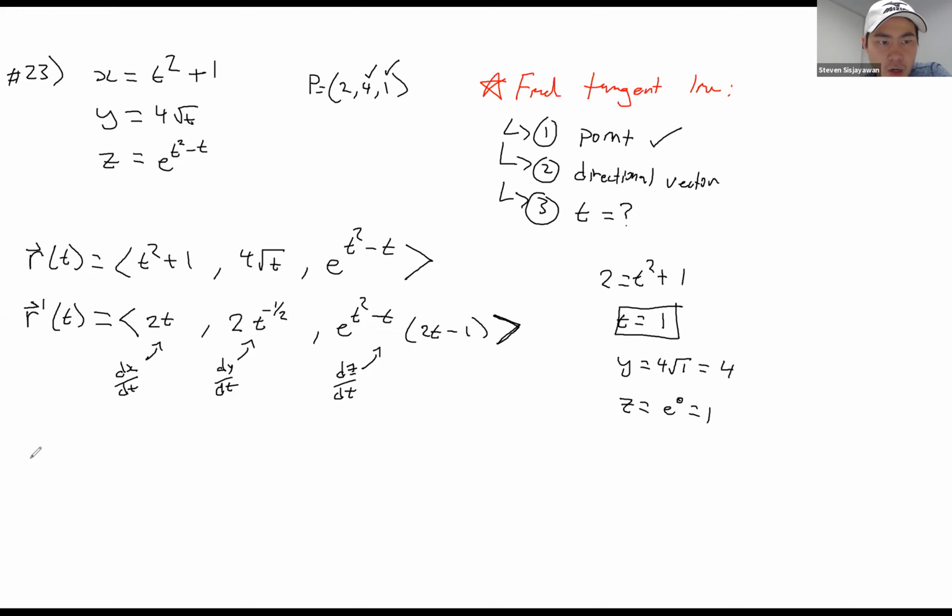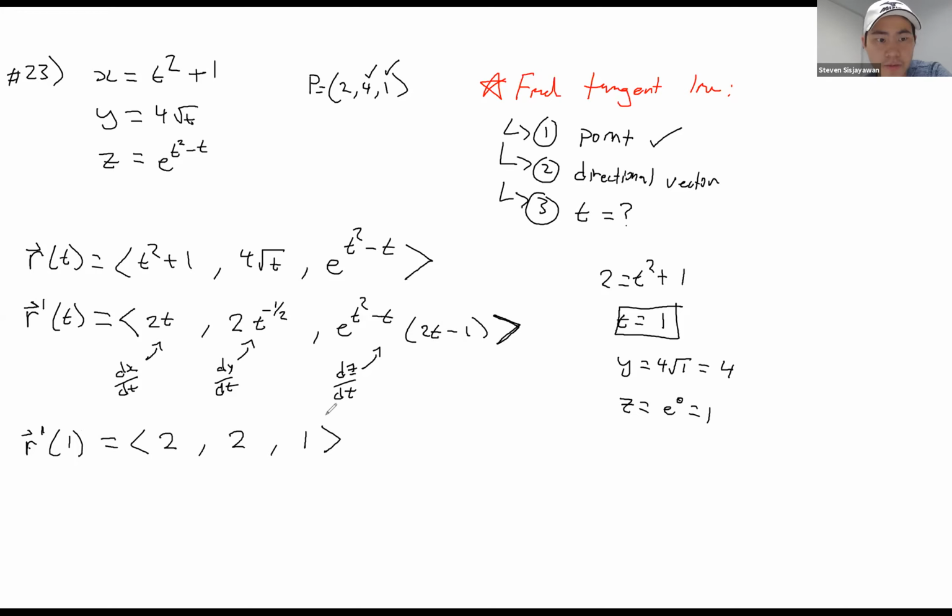All right, so let's find our derivatives at that specific time. We find r prime of 1, which is going to be 2, then 2, then e to the power of 0, which is 1, and then 1. That should be it. Let's see what I got.